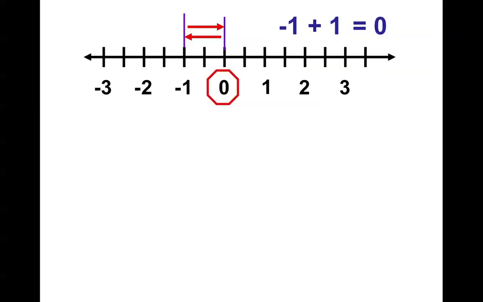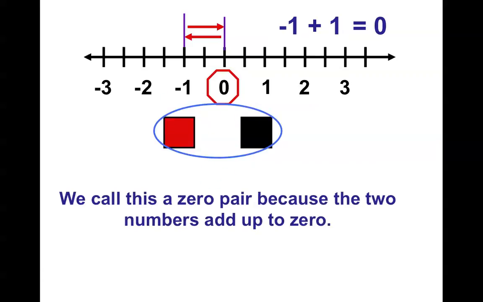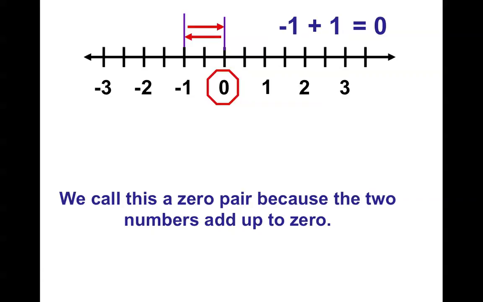And this is called a zero pair. Any two numbers that add up to 0 is called a zero pair. And you'll notice I have negative 1 block, and I have one red block and one black block. They both add up to 0, and so we call them a zero pair. And they disappear. There can be all kinds of zero pairs.